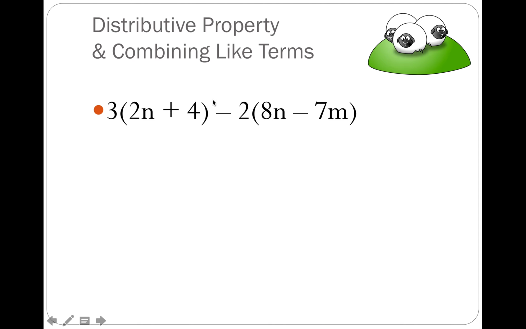Notice when I see subtraction, I'm just saying negative because you could picture a little phantom addition sign. Subtracting 2 is the same as adding negative 2. Subtracting 7 is the same as adding negative 7. We distribute and we get 6n plus 12 minus 16n plus 14m. And now we combine like terms.